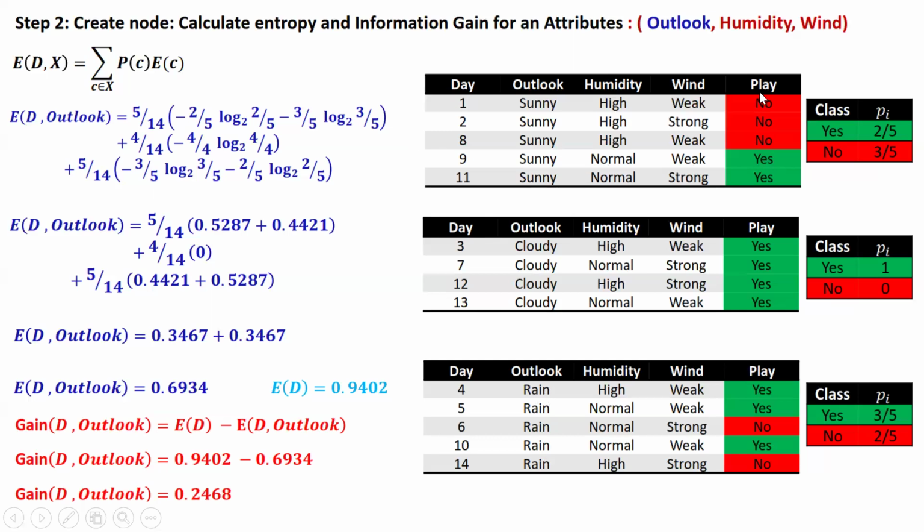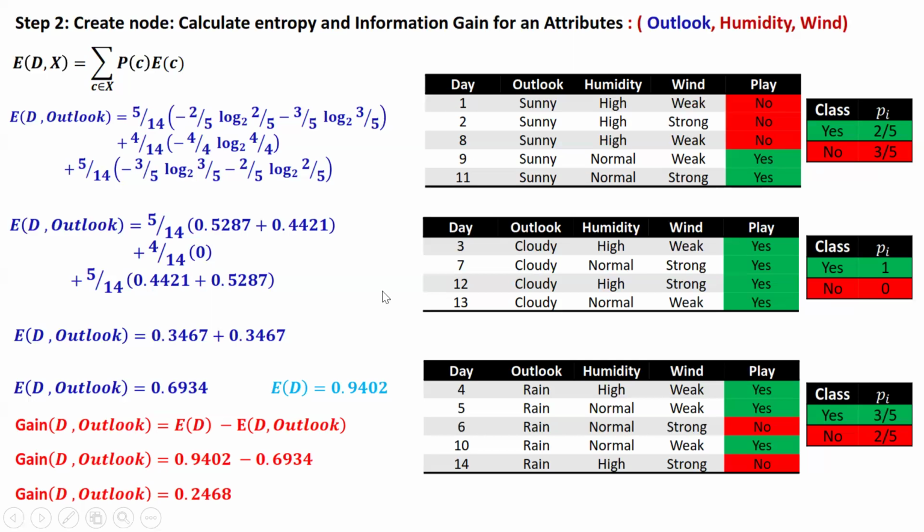Among these 5 days, you see how many yes and how many no's there are. S is minus 2 by 5 log to the base 2, 2 by 5. And how many no's are there? 3 no's are there. So therefore, minus 3 by 5 log to the base 2, 3 by 5.